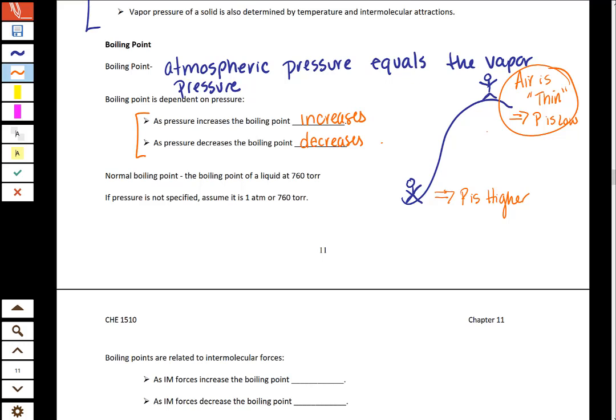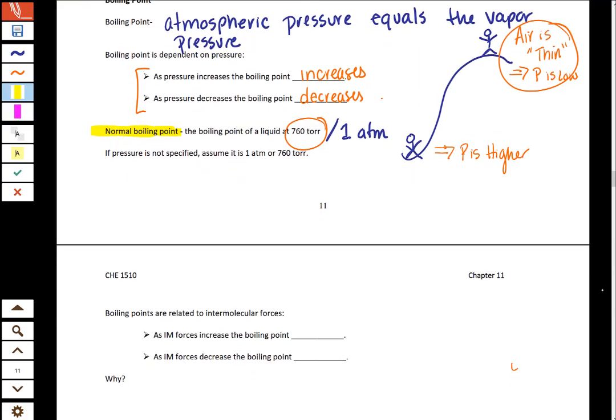And so obviously as chemists, when we want to communicate with one another, it's really much more effective if we all measure boiling point at the same pressure so that pressure doesn't become a factor. And so remember that 760 torr is the same thing as 1 atmosphere. And this is called the normal boiling point. So when you hear somebody talk about the normal boiling point, that means they've measured the boiling point of a liquid at 1 atmosphere.